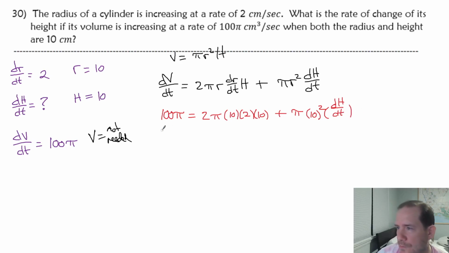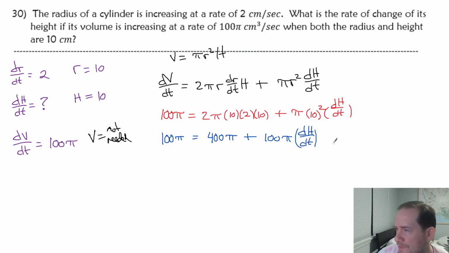Okay, so this 100 pi I'll just bring down. Now what is this? 2 10s make 100, and 2 2s make a 4, and 4 times 100 is 400. So that's 400 pi plus 100 pi dh/dt.